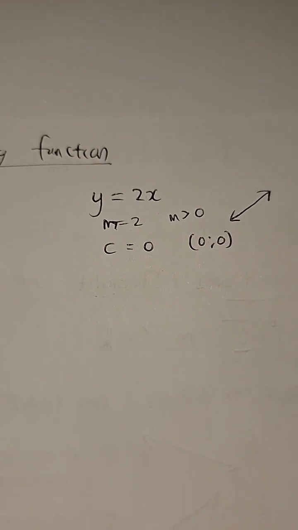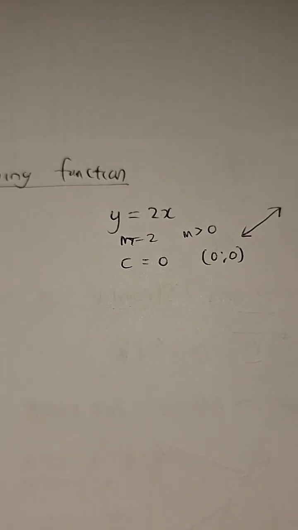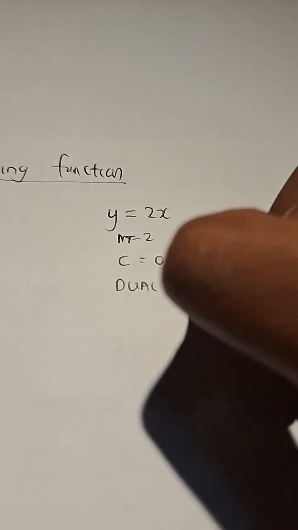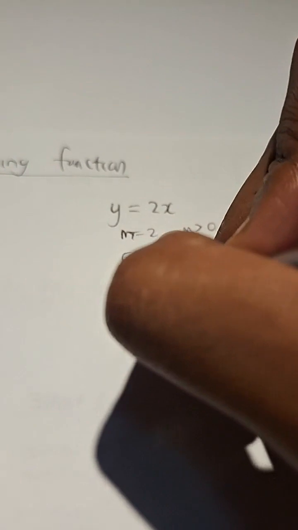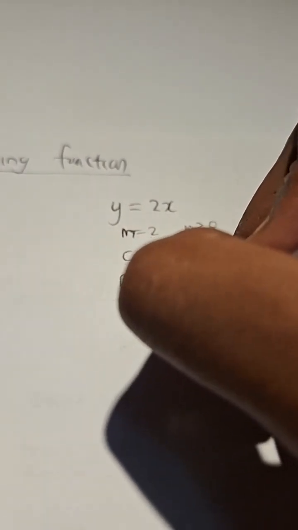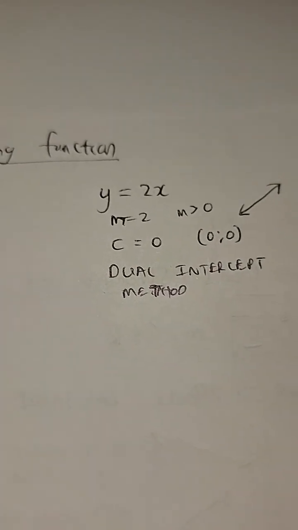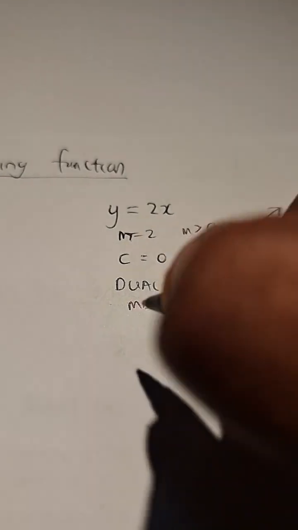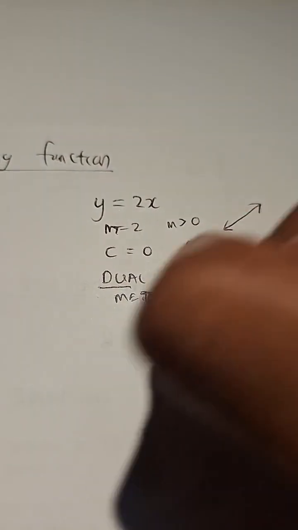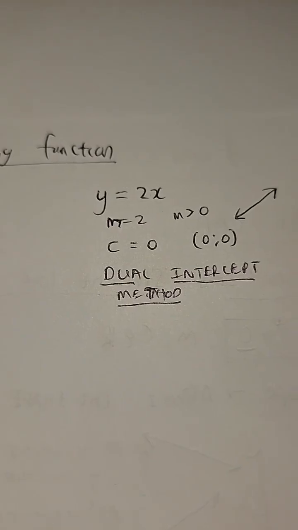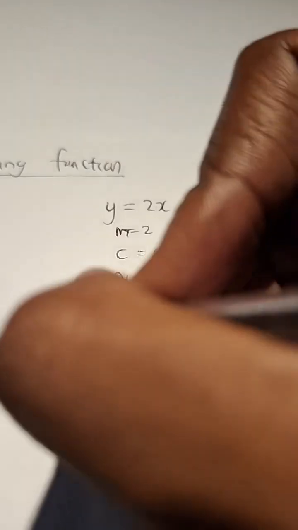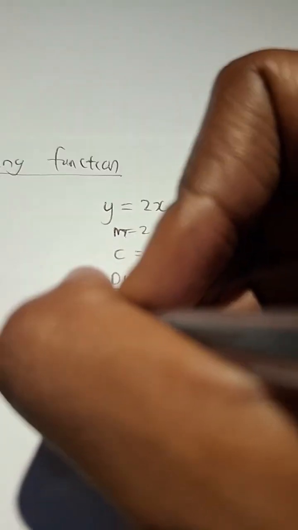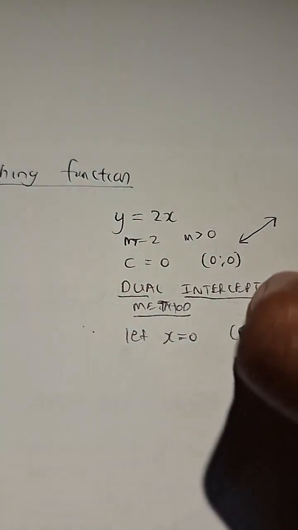They are 0, 0. Which means even if we used, because in grade 10, you guys did something called the dual intercept method. Do you guys still remember what the dual intercept method is? Okay. Dual intercept method. It's where you find the two intercepts. You first find the y-intercept.